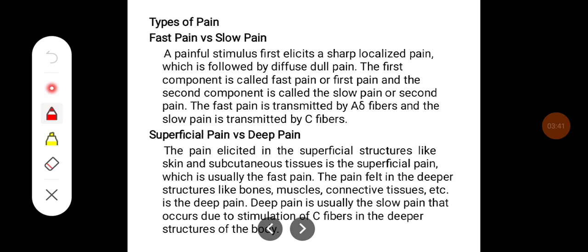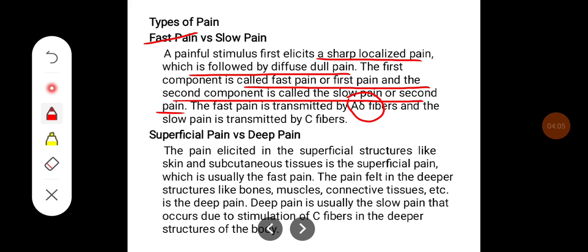There are different types of pain. It could be fast or slow pain. A pain stimulus first elicits a sharp localized pain which is followed by diffuse dull pain. The first component is called fast pain or the first pain, and the second component is called slow pain or second pain. The fast pain is transmitted by A delta fibers and the slow pain is transmitted by C fibers.